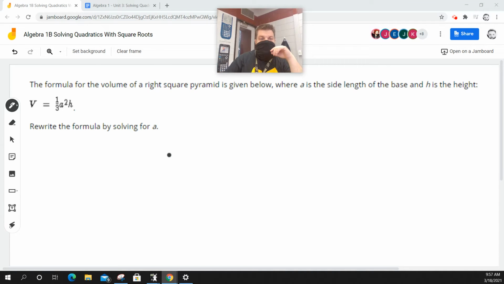So for problem number 13, it says the formula for the volume of a right square pyramid is given below, where A is the side length of the base and H is the height. Rewrite the formula solving for A. So I've got V is equal to 1/3 A squared H, and we want to make it look like A equals some stuff.